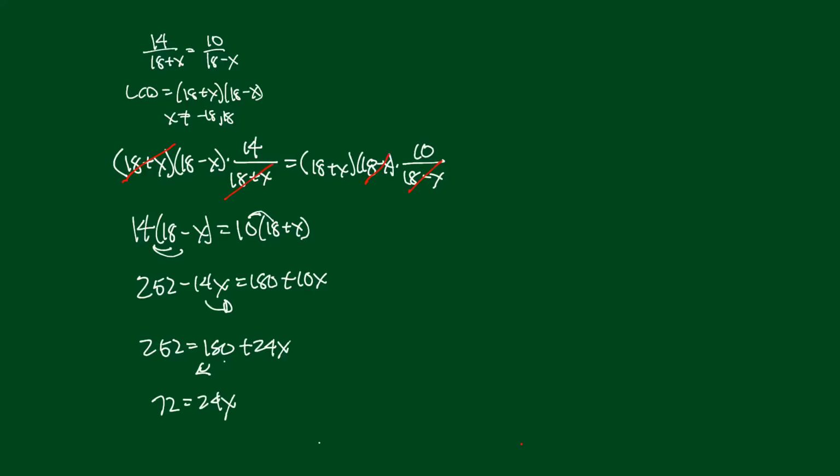72 divided by 24 is x, and that turns out to be 3. Now the question here is, what is the speed of the current? The answer is not x equals 3. X was the speed of the current, so the speed of the current is just 3 miles per hour.